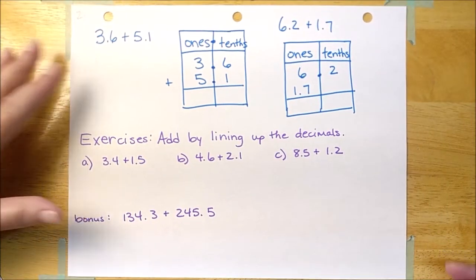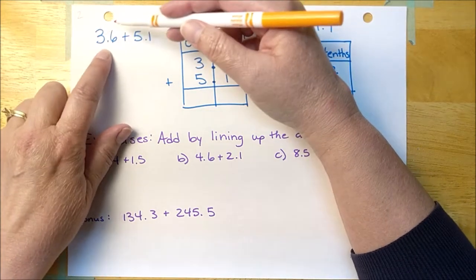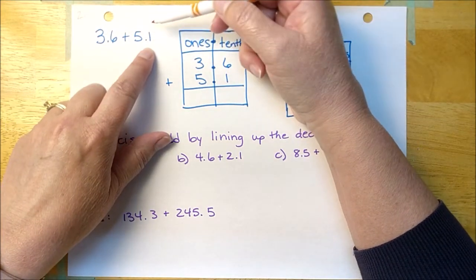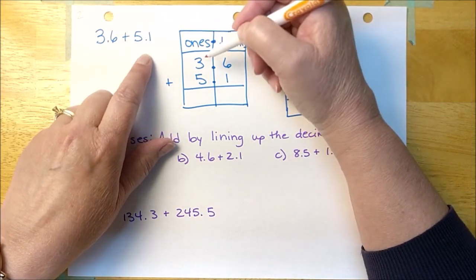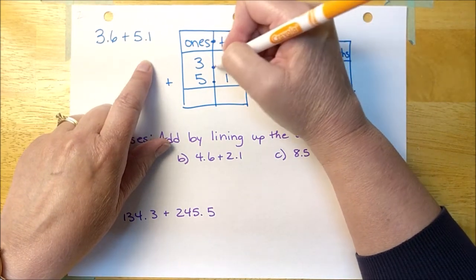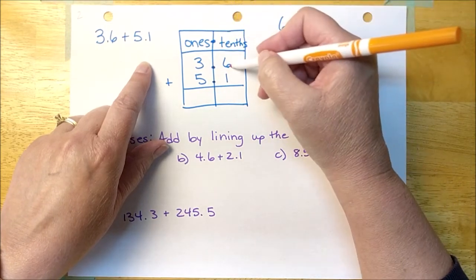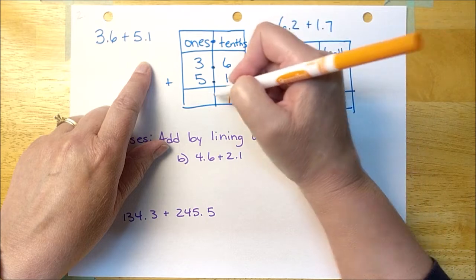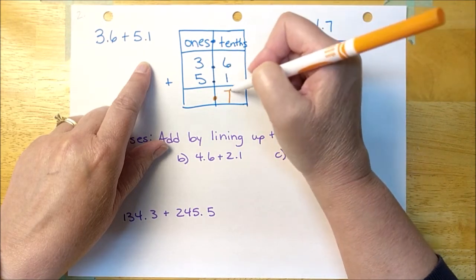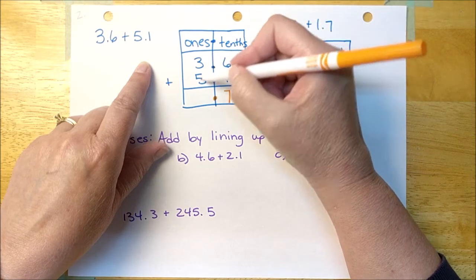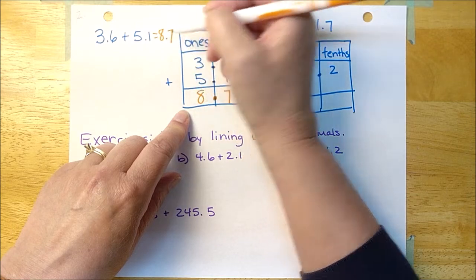So here we have a question. It is 3 and 6 tenths and 5 and 1 tenth. And when we add them up, it's just like how we've always been adding. We just have to remember to line up the decimals. They have to be on top of each other. So 6 plus 1 is 7. I'm going to have to put my decimal there, and otherwise it's not a tenth anymore. And then 3 and 5 would be 8. My answer here would be 8 and 7 tenths.